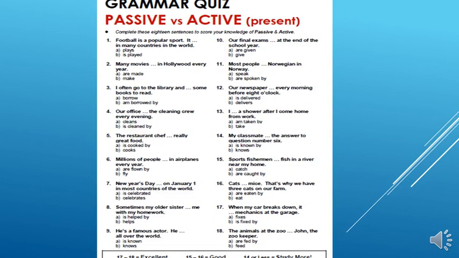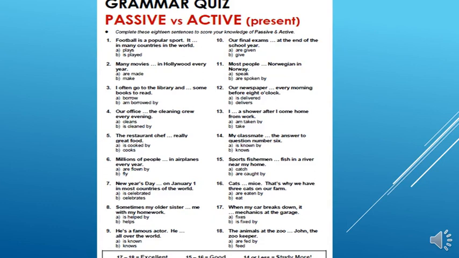Number 7 would be New Year's Day dash on January 1 in most countries of the world. So do you think it's New Year's Day is celebrated or celebrates? Of course, the answer would be A because the New Year's Day cannot celebrate itself. There should be people celebrating that.